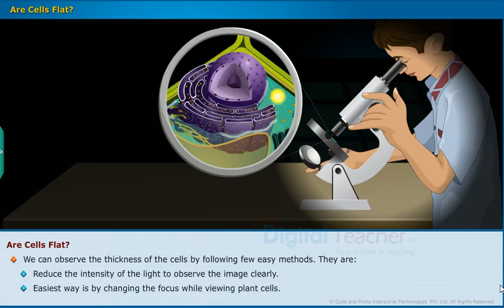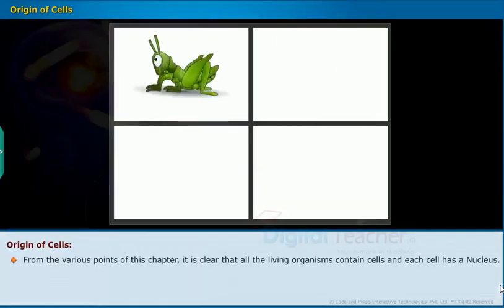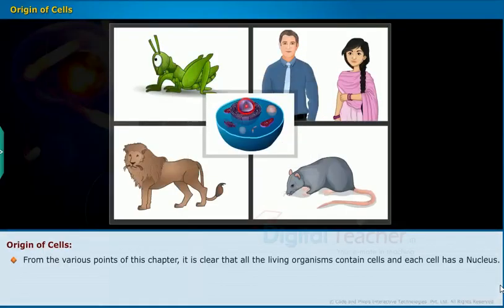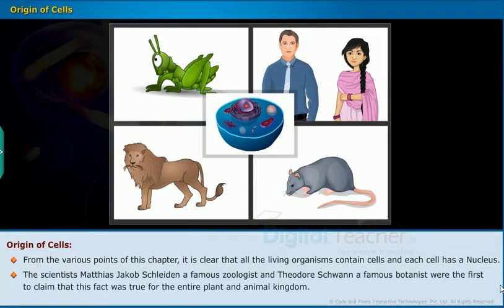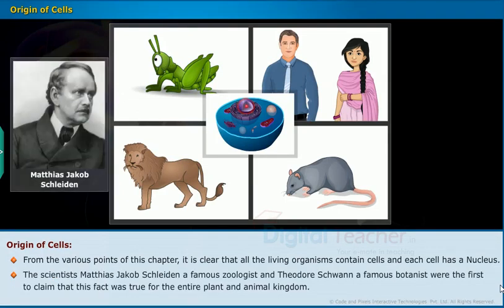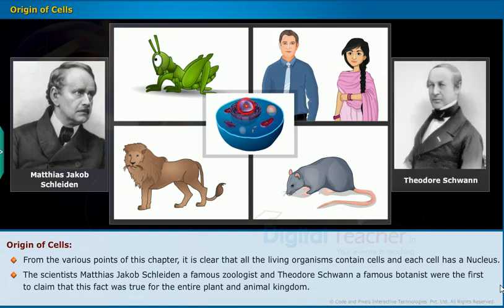Now, let us learn about the origin of cells. From the various points of this chapter, it is clear that all the living organisms contain cells and each cell has a nucleus. The scientists Matthias Jakob Schleiden, a famous zoologist, and Theodor Schwann, a famous botanist, were the first to claim that this fact was true for the entire plant and animal kingdom.